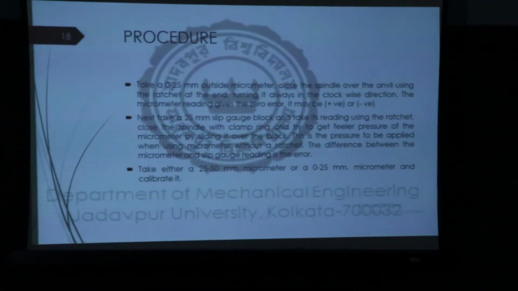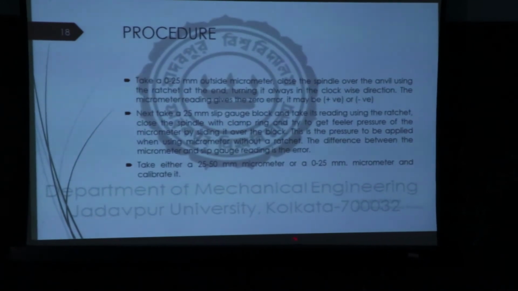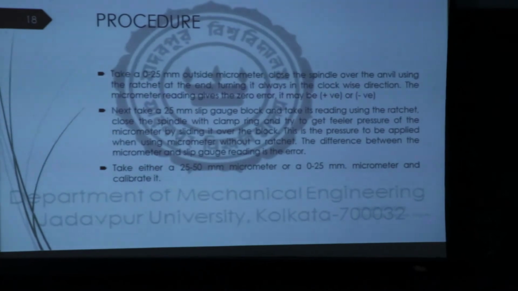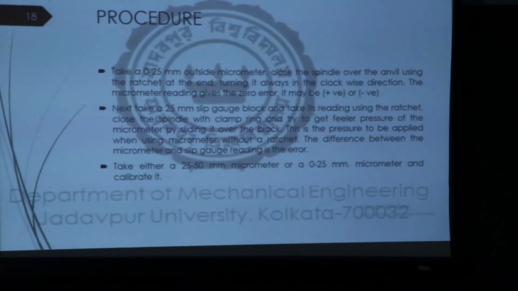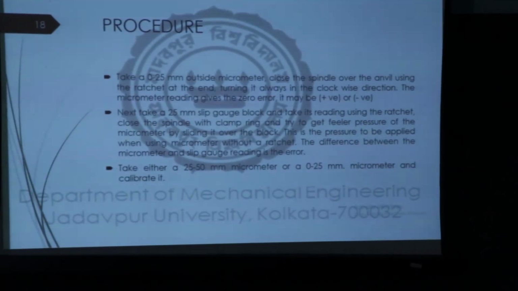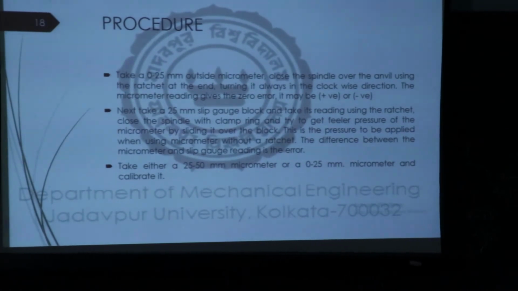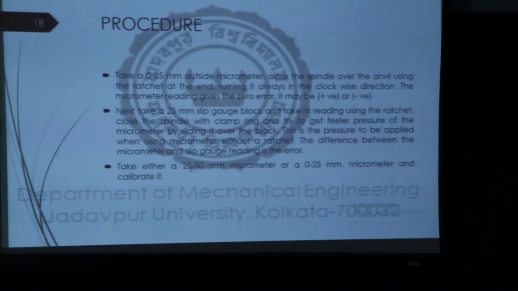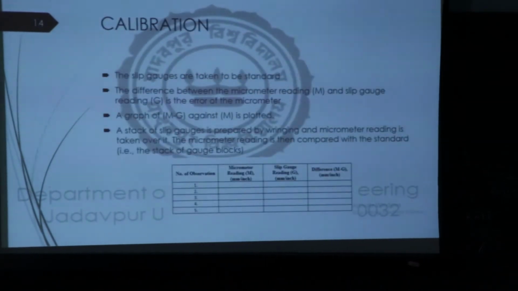Now, here it is 0 to 25 millimeter. One very important question comes: if it is a 25 to 50 millimeter micrometer, the lowest range it can measure is 25 millimeter and the highest is 50 millimeter. So how do you check the zero error? If it is 0 to 25, fine, when we rotate the spindle it touches the anvil and there is no gap. But for a 25 to 50 millimeter micrometer, you have to measure the zero error by inserting a slip gauge of 25 millimeter between the anvil and the moving spindle. Please remember this.